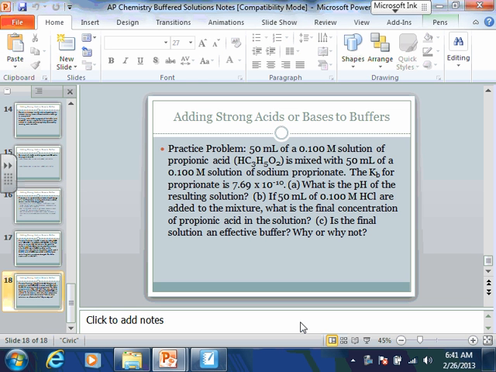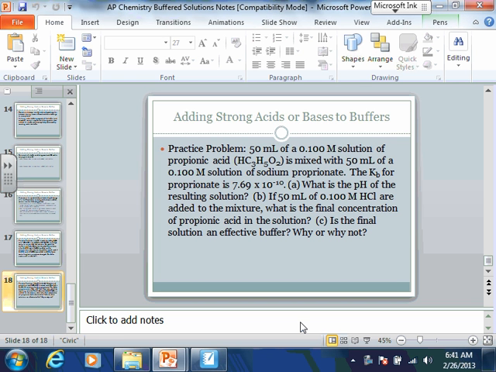Okay, so let's see here. We've got 50 milliliters of the 0.1 molar solution and 50 milliliters of a 0.1 molar solution. First thing we have to watch out for here is that we're going to change our concentrations. But this first part is fairly easy, because if we double the volume, what does that do to our concentrations? It halves them, right? It cuts them in half.